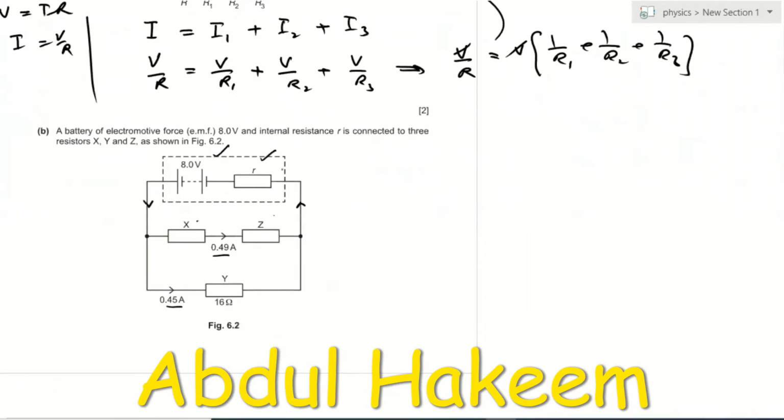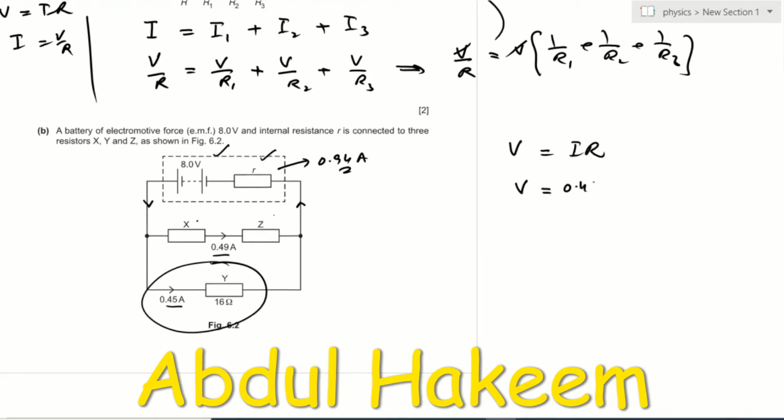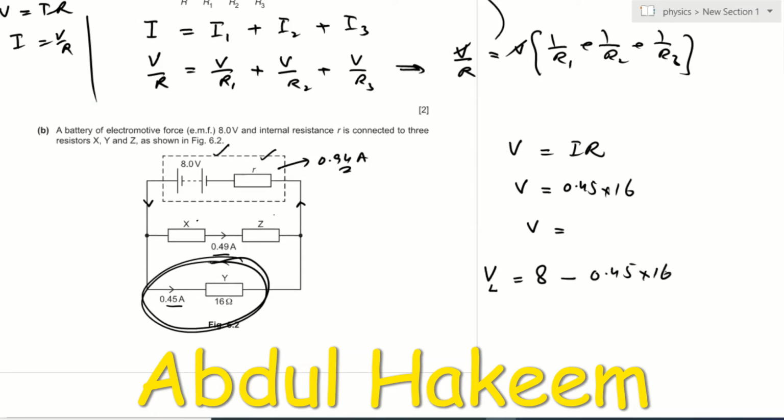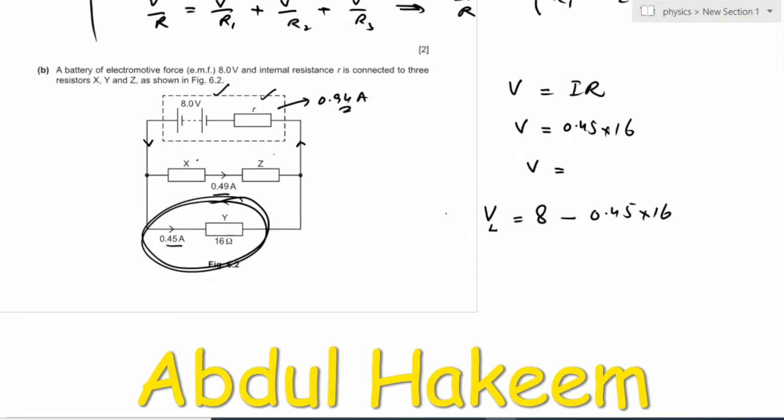So 0.94 ampere is passing through the internal resistor. And here, what is the voltage? V is equal to IR. So V is equal to 0.45 multiplied by 16. So this is the voltage across the Y. Now, what is the voltage lost? The voltage which is lost across the internal resistance will be 8 minus 0.45 into 16.